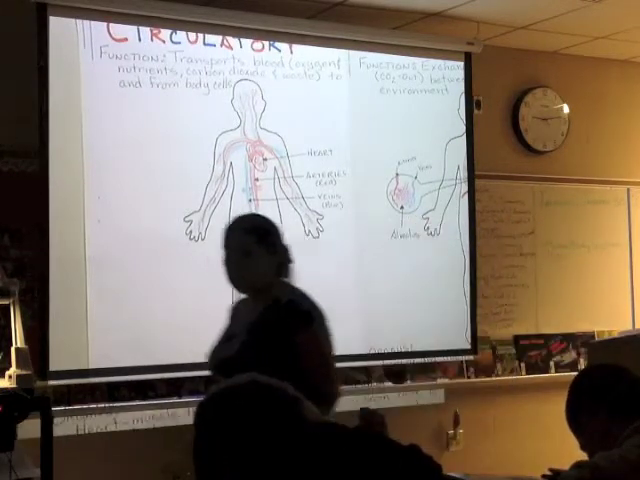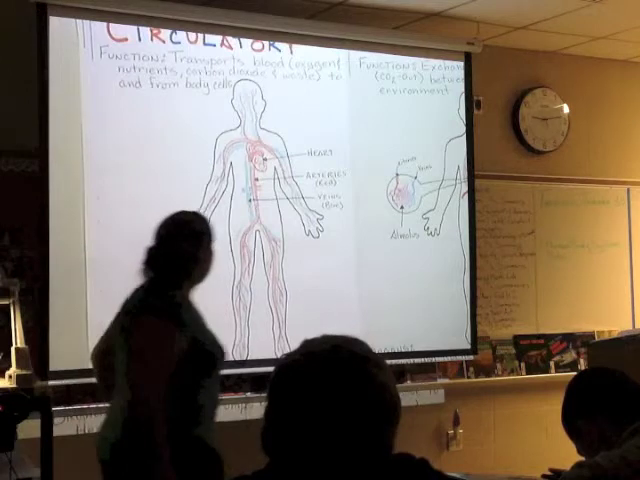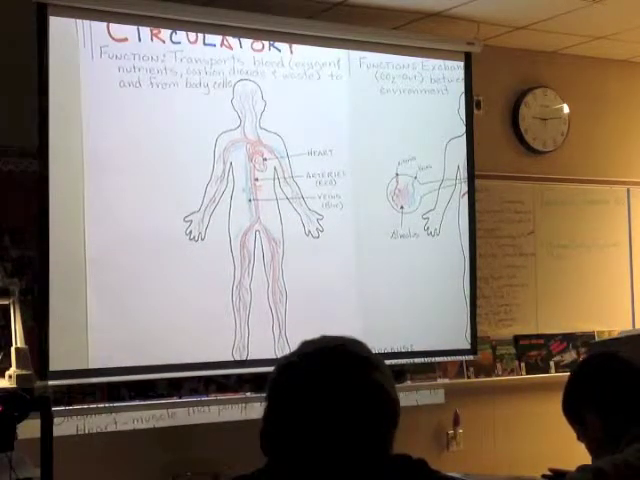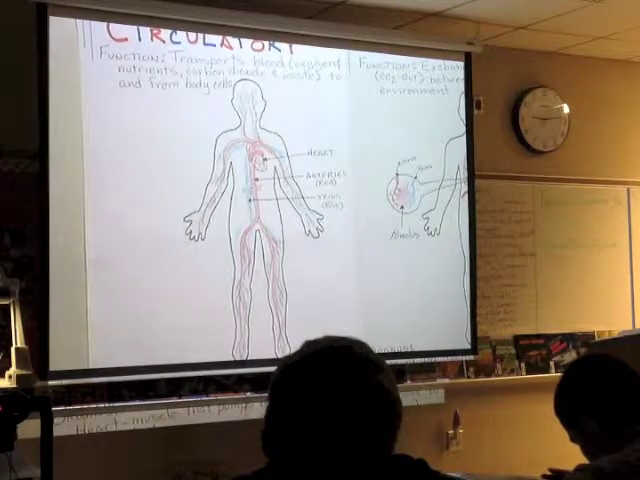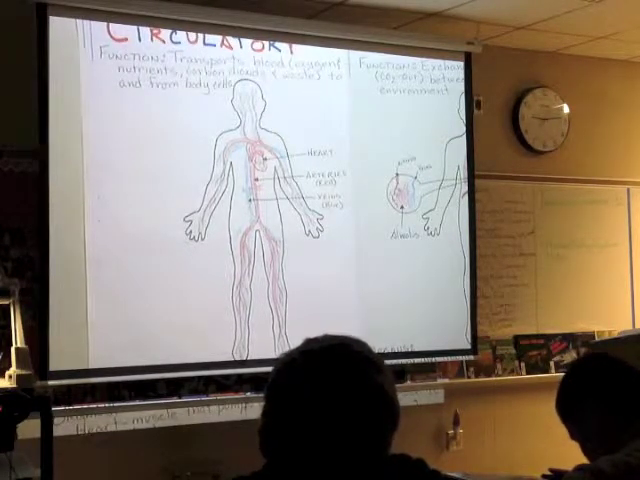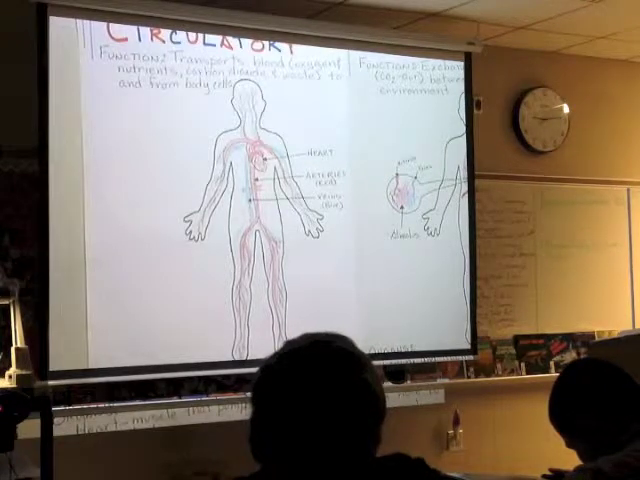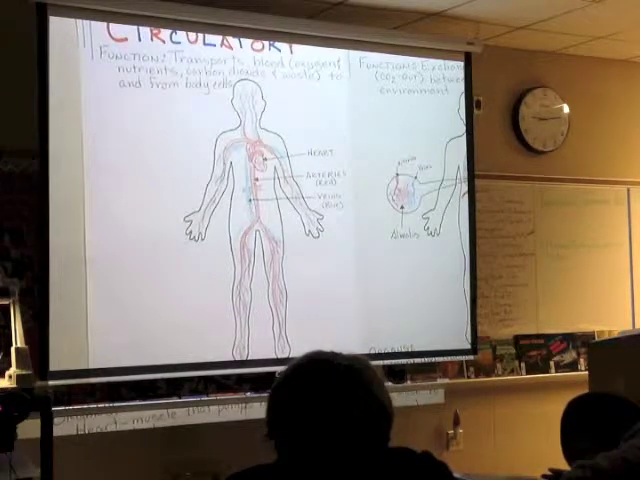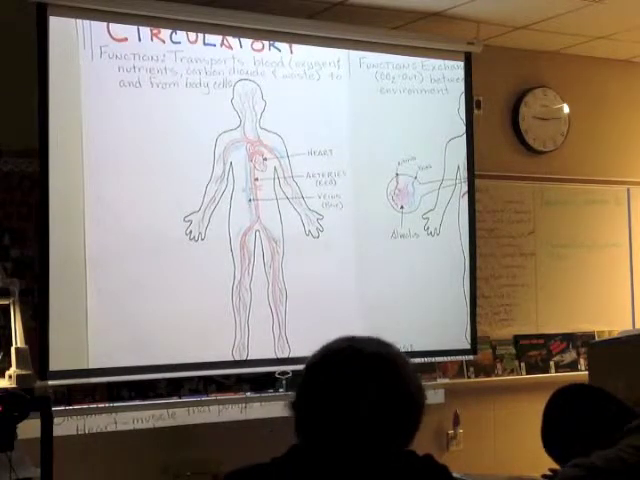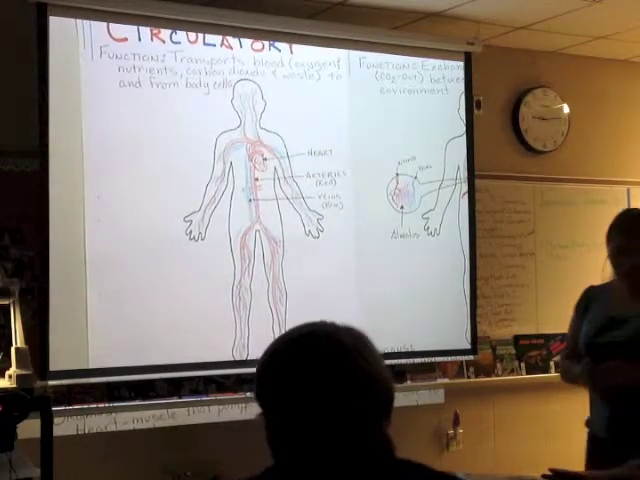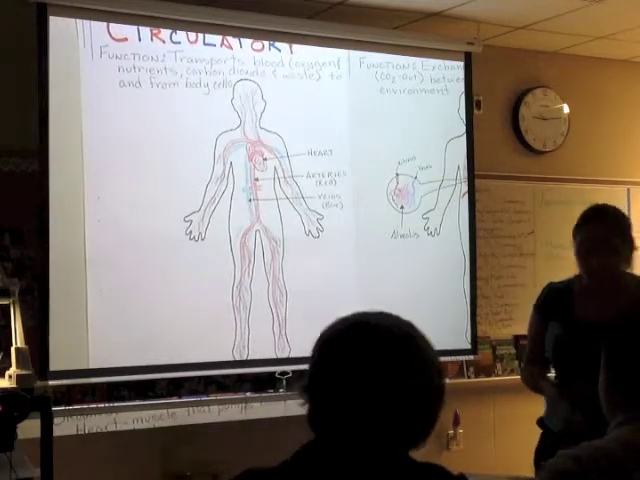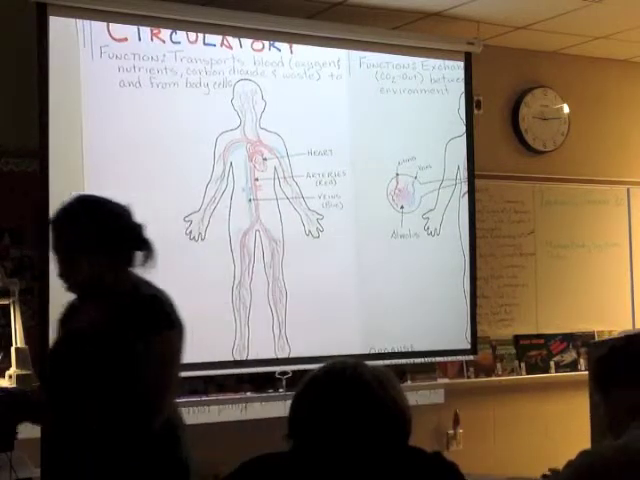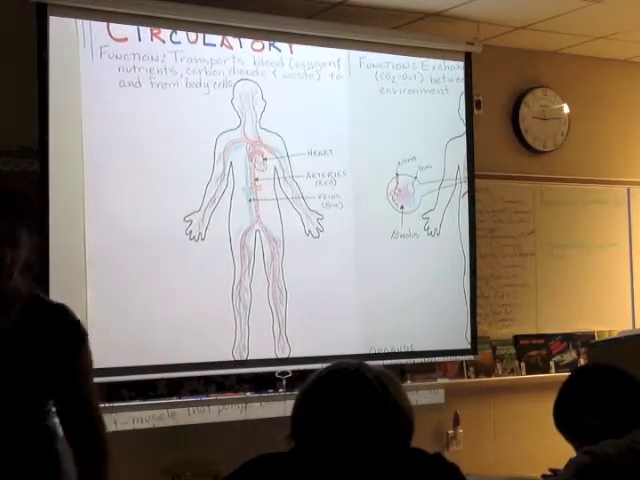So, looking at the circulatory system, the major function of the circulatory system is to transport blood, which basically carries oxygen and nutrients, which are the good things, and carbon dioxide and waste, which are the bad things, to and from body cells. So basically, the circulatory system is a transport system. It moves different things that are needed or not needed inside the body.